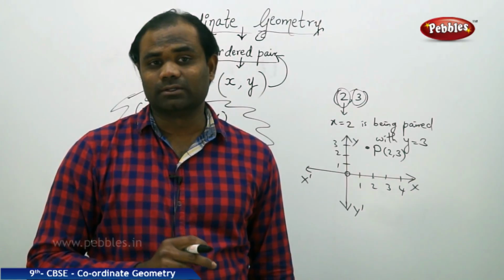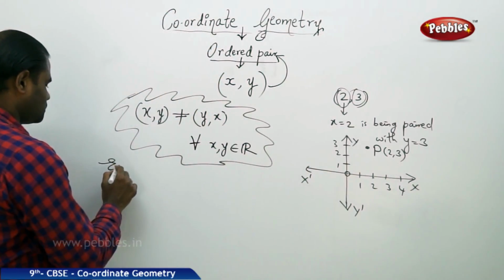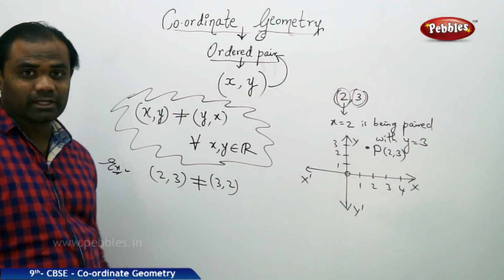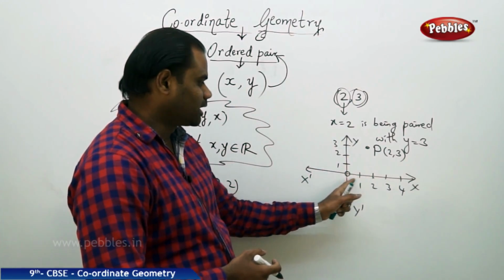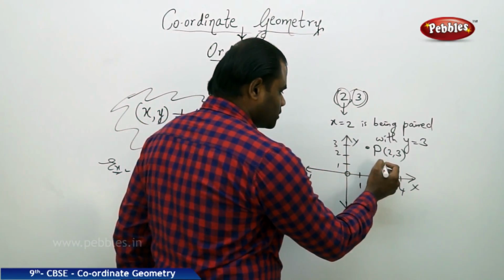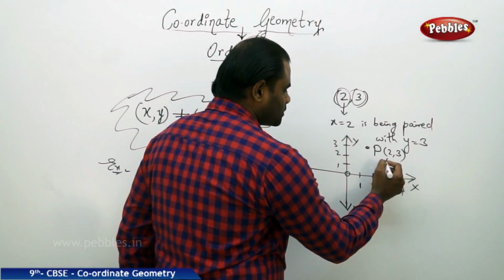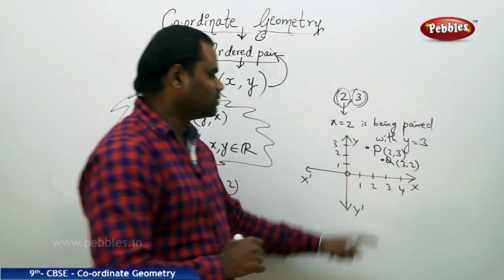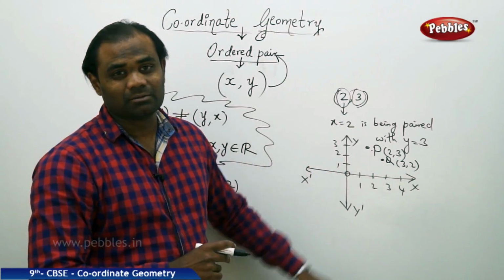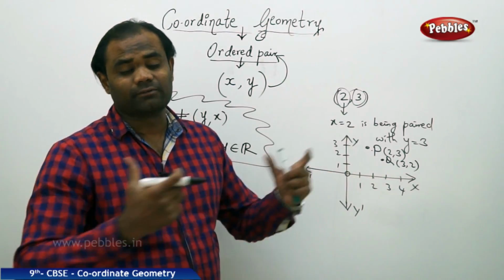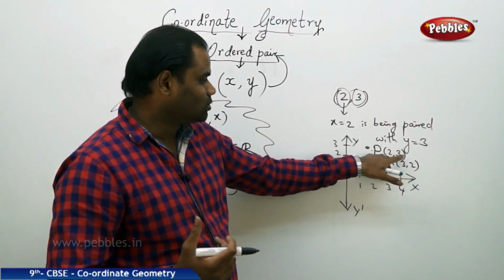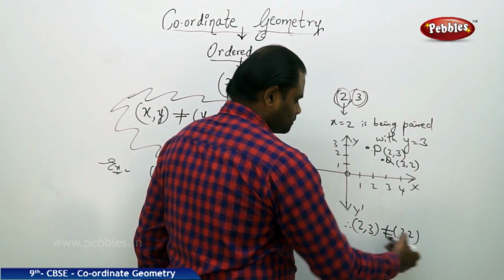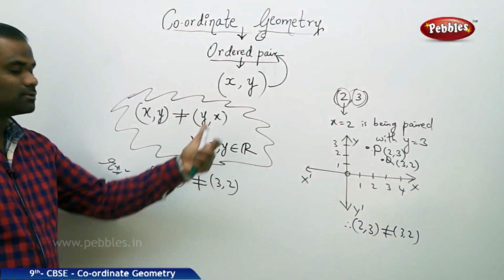The pair must be ordered. For example, the point (2, 3) cannot be equal to (3, 2), which can clearly be verified because (2, 3) is here, and when I take (3, 2), I move 3 units right and 2 units down, and then I get this point to be Q. Therefore, (3, 2) and (2, 3) are not plotted at the same point. They are different from each other, which clearly proves that (2, 3) is not equal to (3, 2). Therefore, (x, y) is not equal to (y, x).